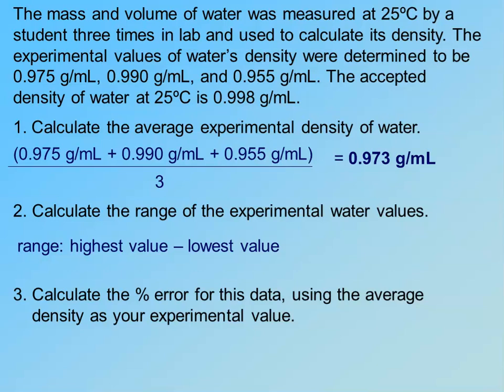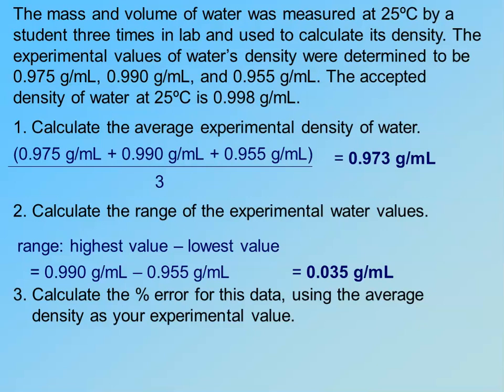For number 2, we're going to look at range. We're going to look at highest minus lowest. And so we look at our 3 measurements, 0.975, 0.990, and 0.955. And we take the difference between the highest and the lowest, so that would be 0.990 minus 0.955. And when we do that, we get a difference of 0.035. Both of the measurements had 3 decimal places, so our range needs to have 3 decimal places.